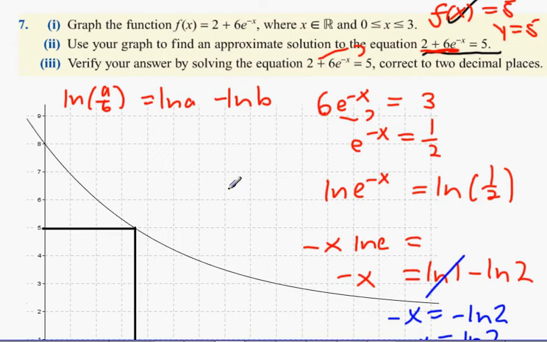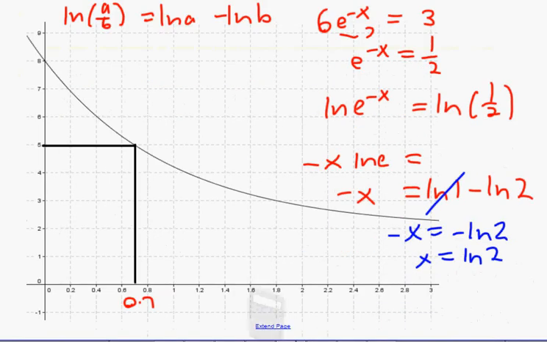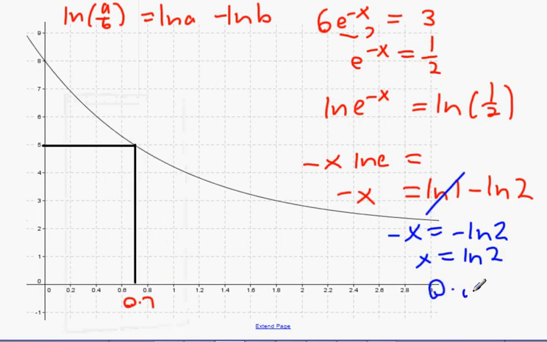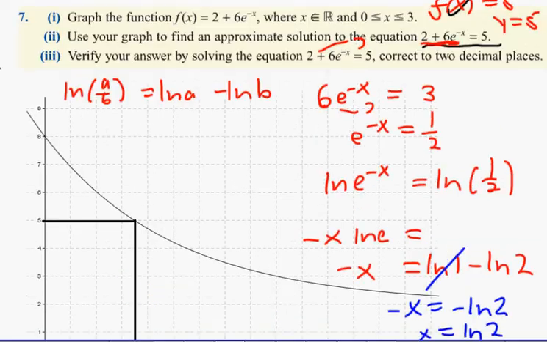Okay. I corrected to 2 decimal places, so technically just always reread the question. 0.69. I got 0.7 from the graph. When I did it algebraically, it's 0.69. Which one's the more accurate answer? The 0.7 or the 0.69? Algebra always beats graph for accuracy, because graph is open to interpretation error and scaling error. You'd be asked that in tests at times.